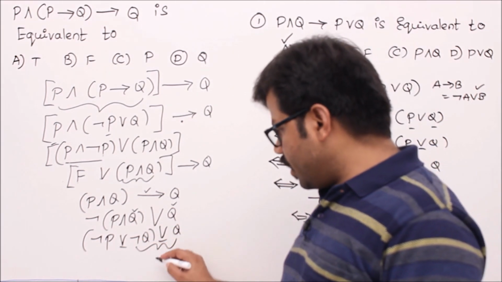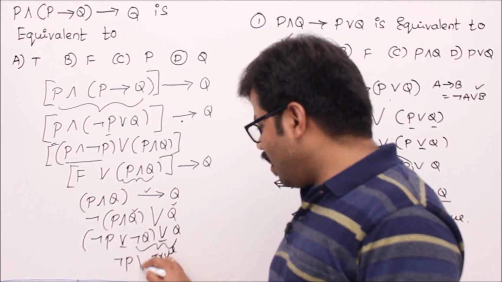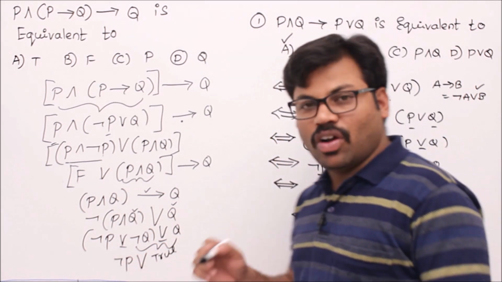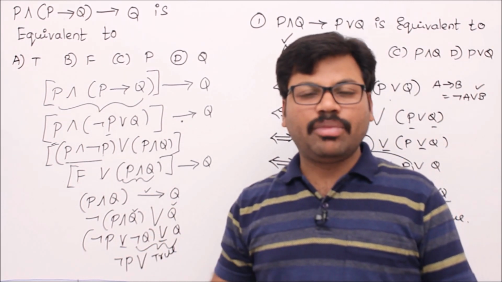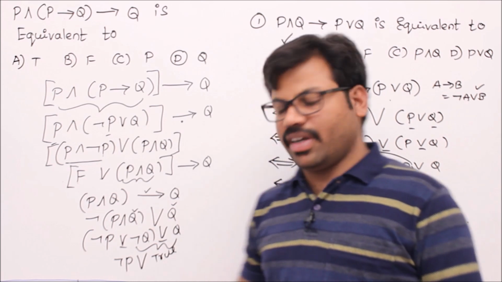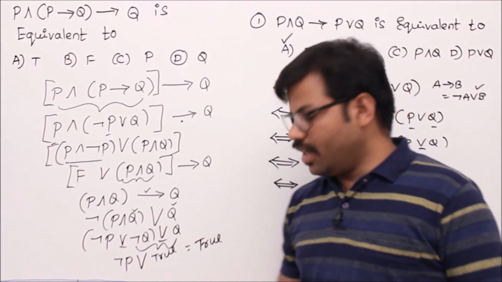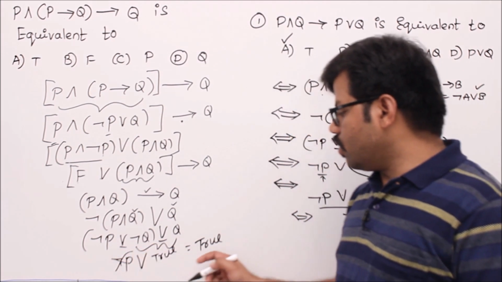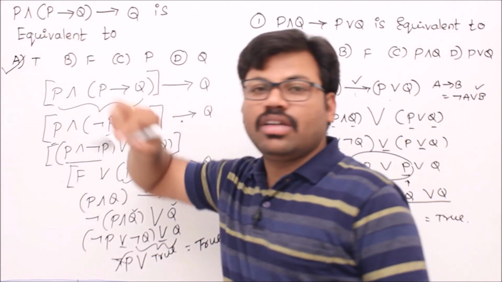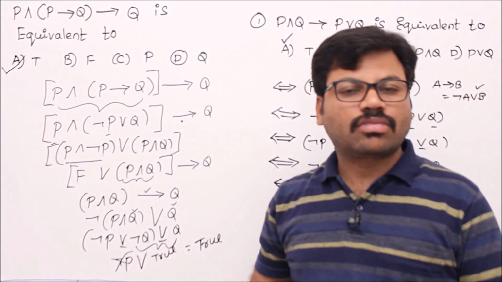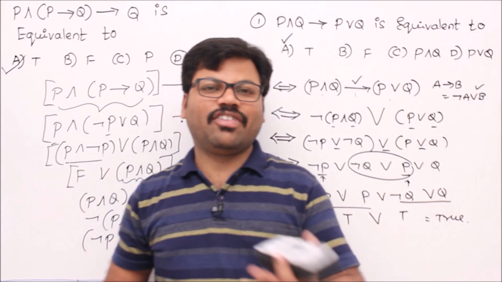Then you get Q or negation Q as true, isn't it? Now negation P or true. Again the same logic: true or true is true, true or false is true. That means it's not depending on the other component. That's why this formula is nothing but true. Overall it is true, correct? It's not at all depending on this one. So the answer is true. In that way, we can solve questions related to equivalences.